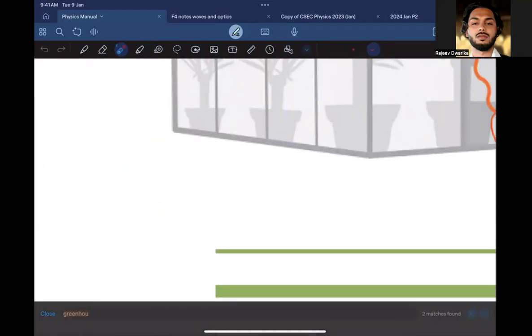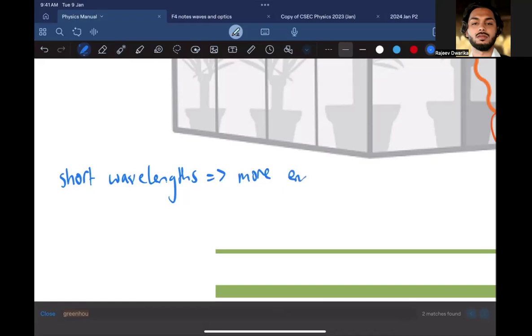So what I'm saying is, if you have a short wavelength, what does short wavelengths mean? So I can probably take a little note about it here. So short wavelengths have more energy and greater penetrative abilities.